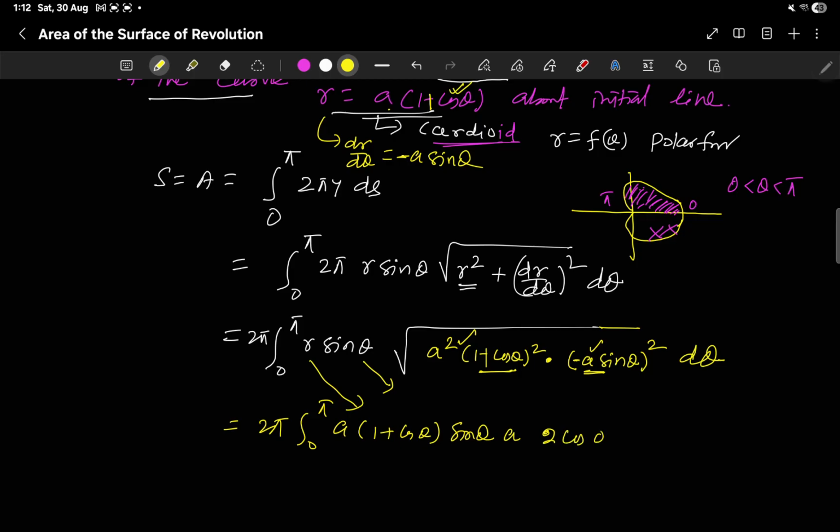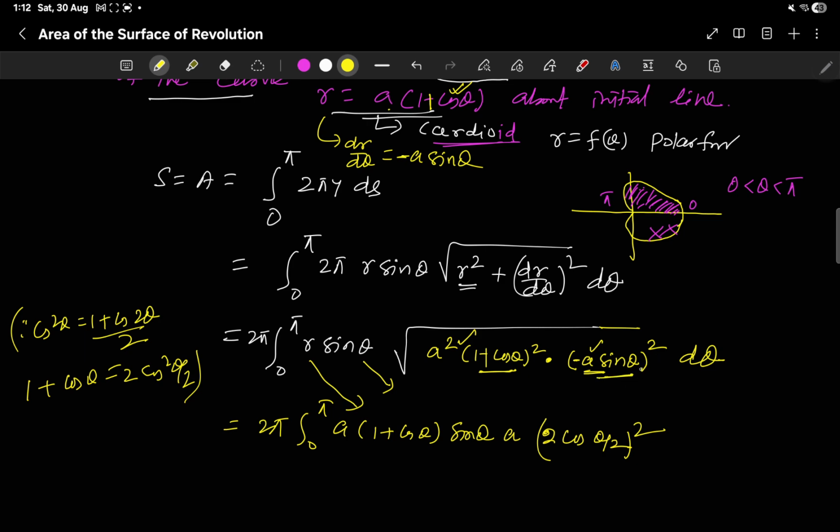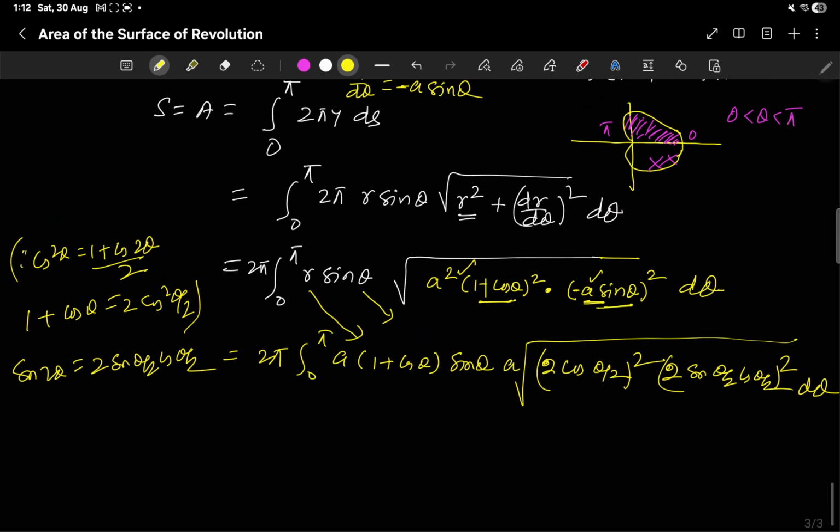1 plus cos theta is 2 cos squared theta by 2, because you know cos 2 theta is 2 cos squared theta minus 1, that is, 1 plus cos theta is 2 cos squared theta by 2. And here sin theta whole squared, where sin theta is 2 sin theta by 2 cos theta by 2. So you can write 2 sin theta by 2 cos theta by 2 whole squared d theta, and you have the square root of this.